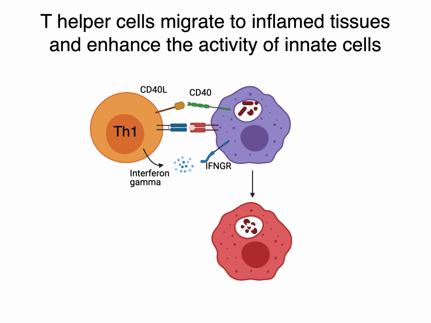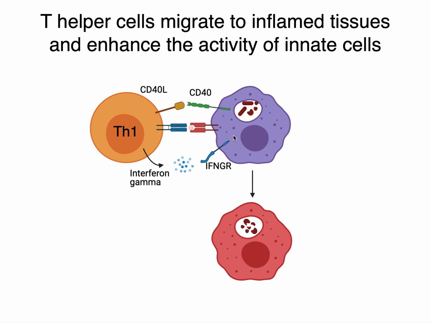Now, I don't want to go deep into all the different helper subsets in this introductory session. So instead, I'm just going to use Th1 cells as an example of how this works. This is a Th1 cell. It secretes a cytokine called interferon gamma. And this cytokine, when Th1 cells are interacting with macrophages in inflamed tissues, can enhance the activity of these macrophages.